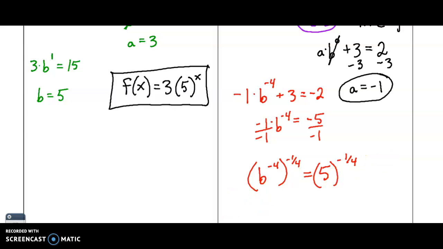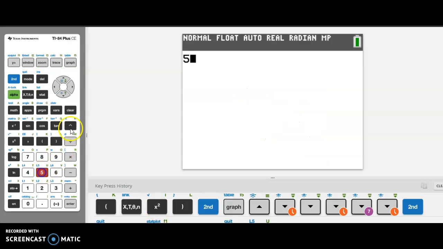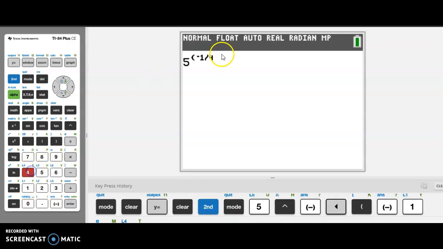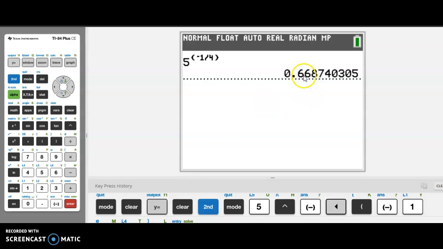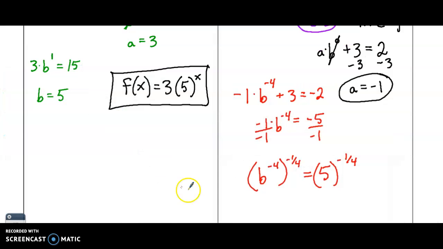And the reason why I'm going to do that is, well, let's use a calculator. I can then go 5 to the negative 1/4. Some of you might need to put this in parentheses if you have a different calculator than mine. Mine does not need parentheses to do this. But we get 0.669. Remember, 3 decimals for your base.